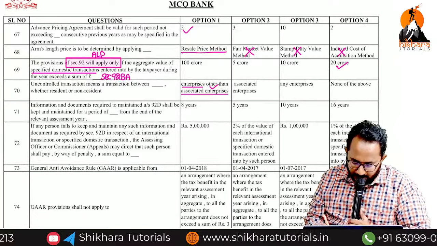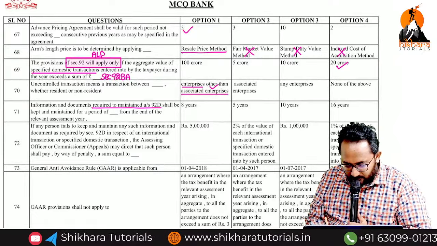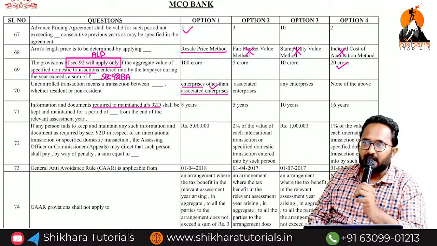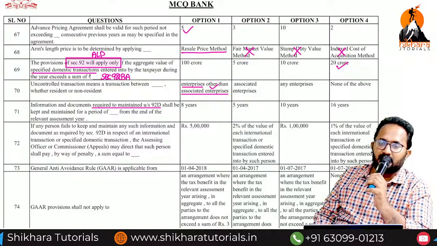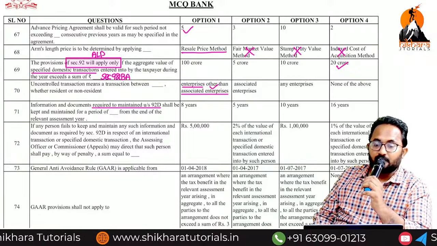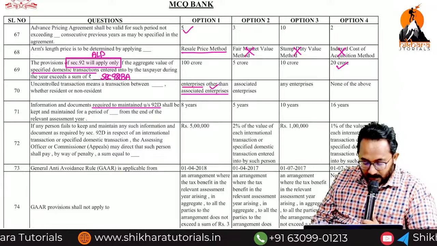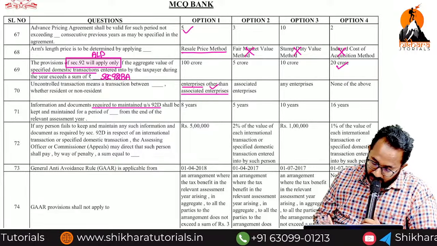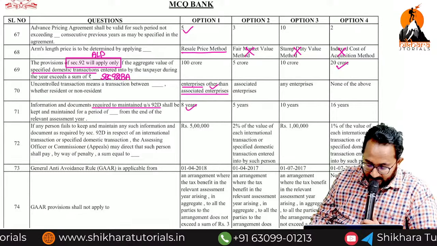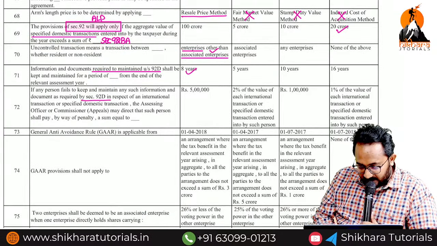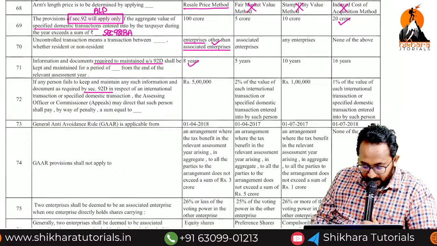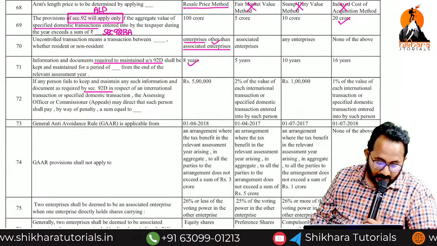Next, can you tell me, whatever information we are required to maintain under section 92D with respect to the specified domestic transaction or international transactions, how many years we have to keep those records, ma'am? From the end of the relevant assessment year, how many years? 8 years. Now, if we fail to maintain the section 92D related records, then we have to levy the penalty.